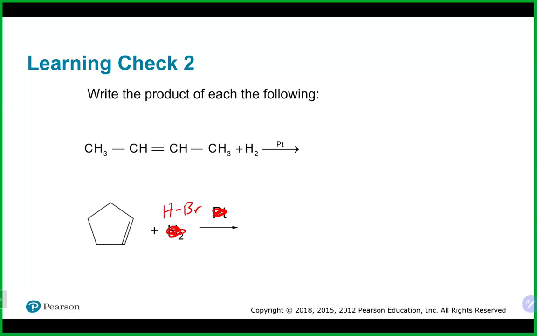Okay, so let's take a look. Once again, this is actually a condensed formula. So if it helps you, you can redraw it out with all the hydrogens if it makes it easier for you to see what's going on. And again, if we redrew this out to start with, we got something like this.